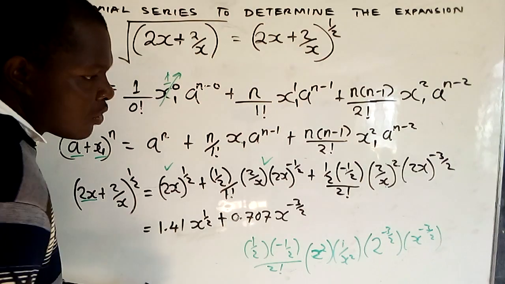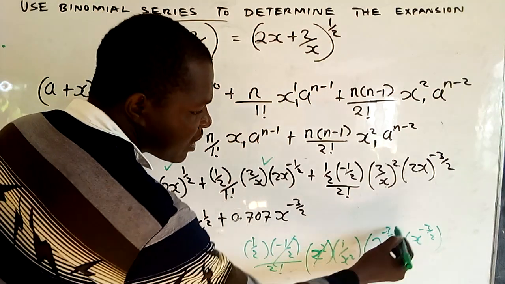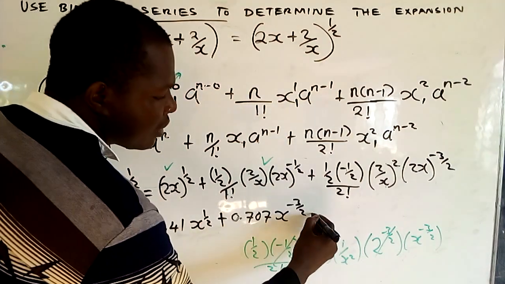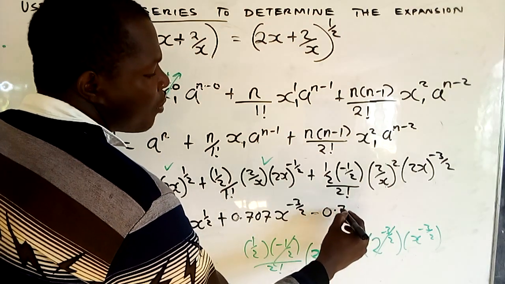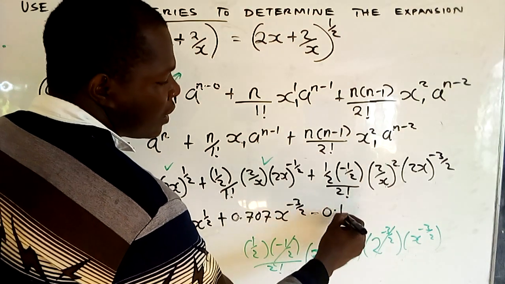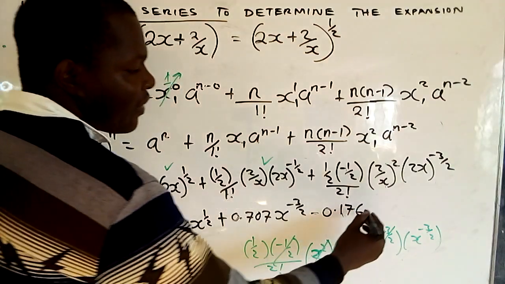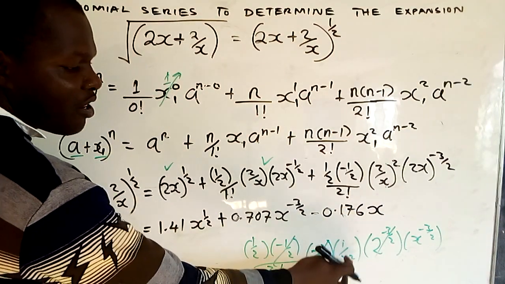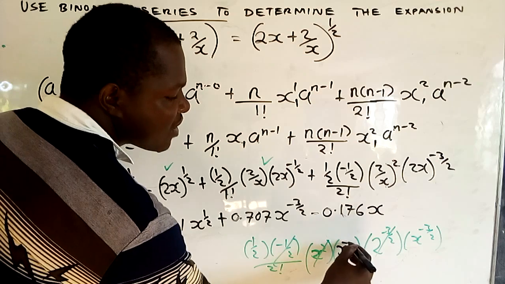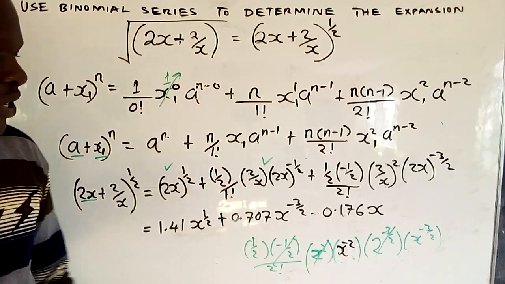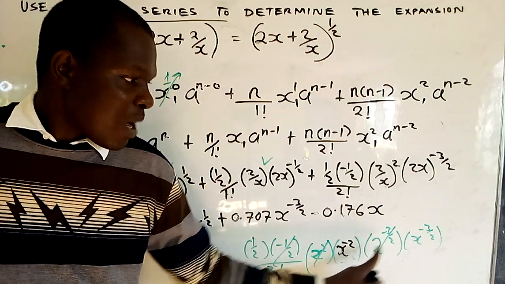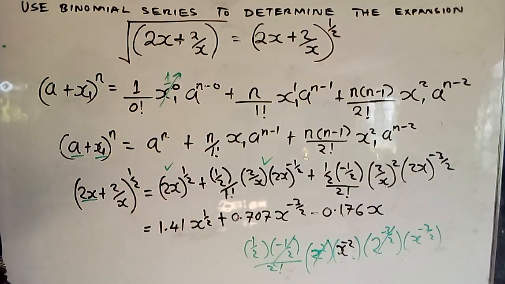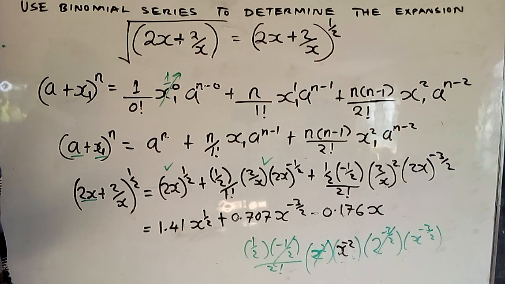So you multiplied all the numbers, isn't it? Yes. You found negative 0.176, isn't it? Then x is raised to power. Remember 1 over x squared means it is x raised to negative 2, isn't it? So x raised to negative 2 times x raised to negative 3 over 2. See, that is same base with multiplication sign, isn't it? Yes. Laws of indices, you add the powers, isn't it?